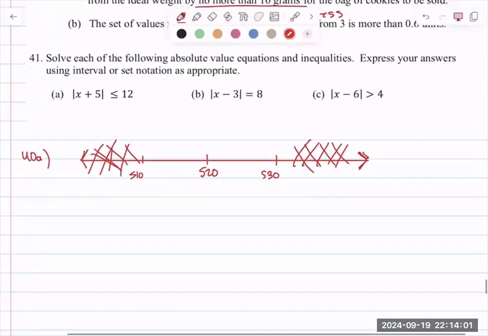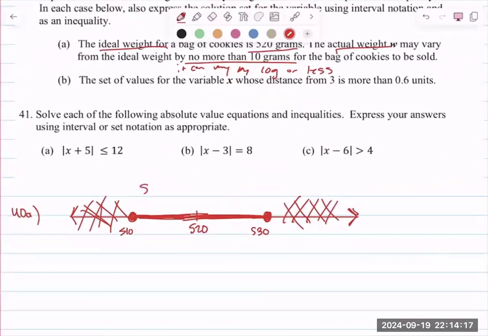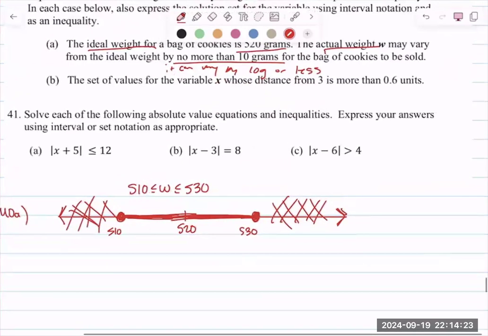So, in other words, it's all of the values in here, right? And does that include 510 and 530? Yeah, so 10 grams or less, so I can include these values. And so that means that our actual weight is between 510 and 530. And in interval notation, this is 510 to 530, and they're both included, so we use our closed brackets.